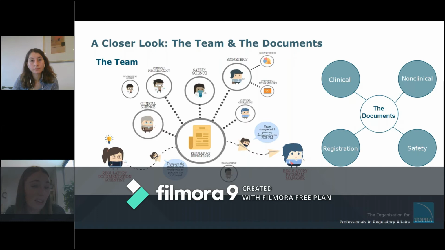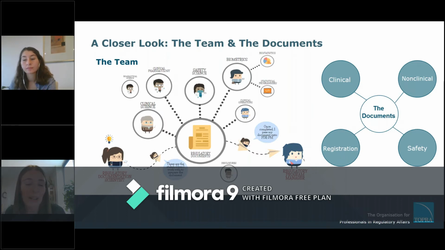We also have to work, as another example, very closely with clinical operations to gather site-specific information, which is a crucial step that we require when we compile our dossier to send to health authorities. So that's the team that I work in. And then a closer look at some of the documents.